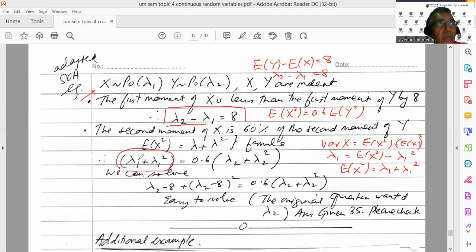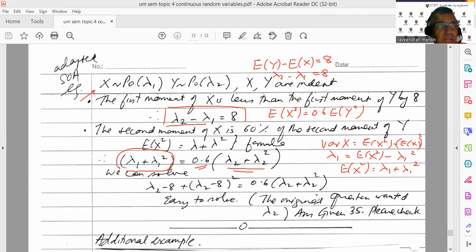So that means the expected value of Y squared will be what? Good. Lambda 2 plus lambda 2 squared. But don't forget, it's 60%, so there's a 0.6. So we have two equations and two unknowns. We can easily solve this. This is an easy system to solve, and you can get your answer.